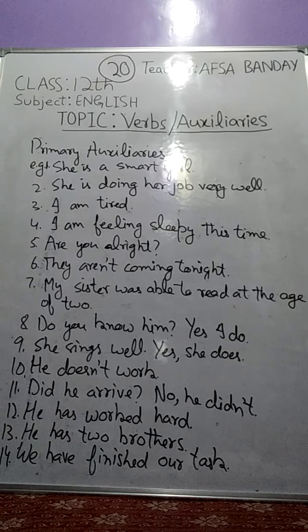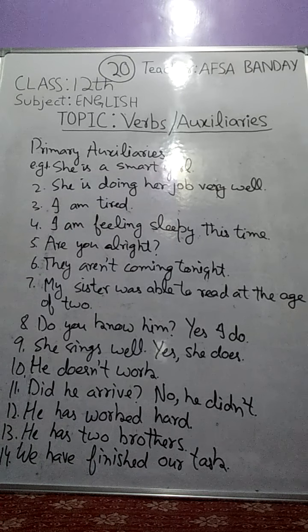In example number 11, did he arrive? Did is a helping verb and arrive is the main verb. No, he didn't. In negative it is given, so we use these primary auxiliaries in negative forms as well. He has worked hard, so here worked is the past participle form, and has has been used with it, so here has acts as the helping verb.